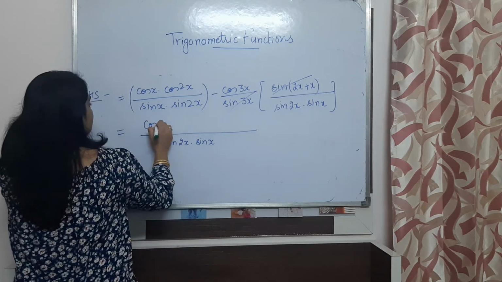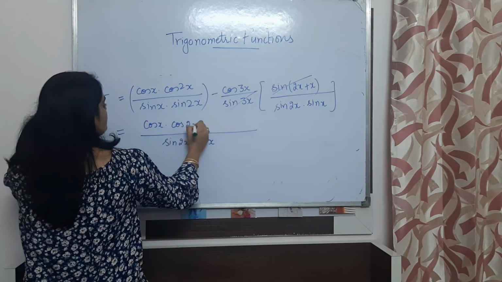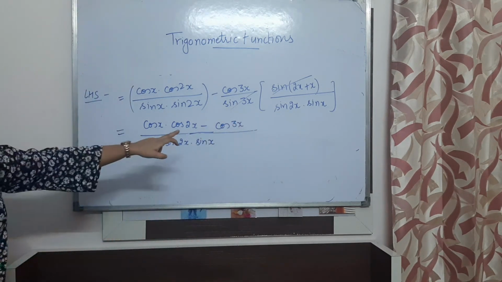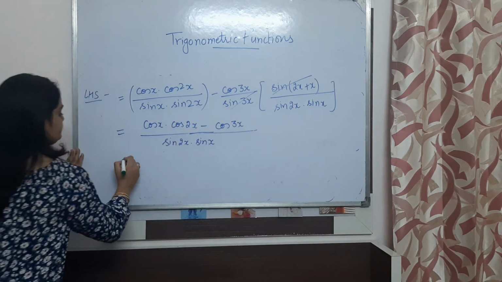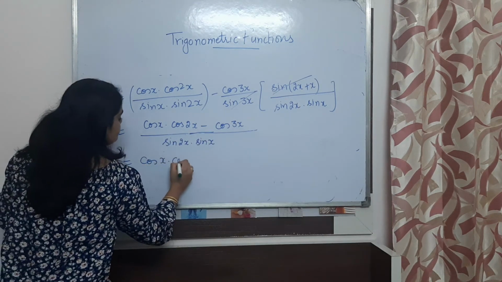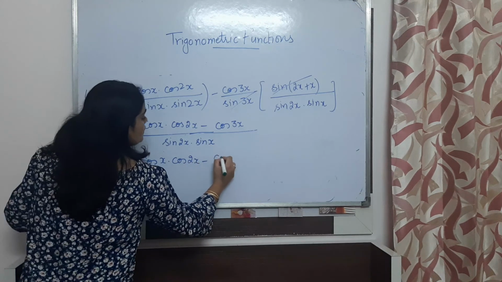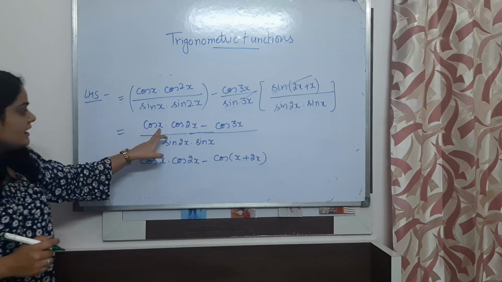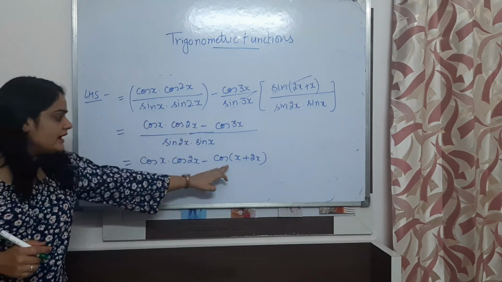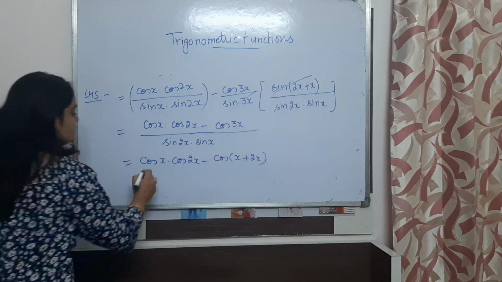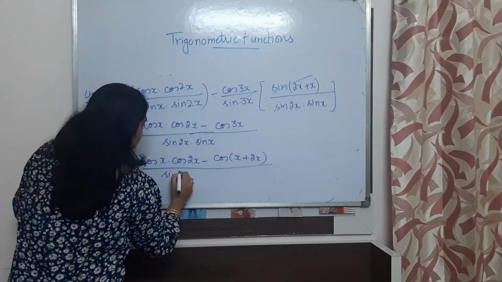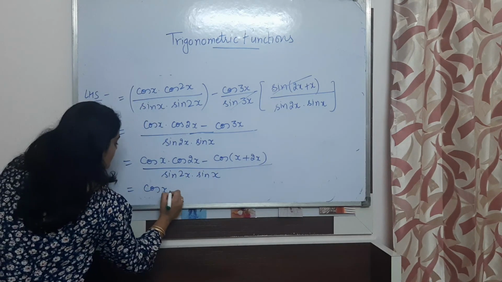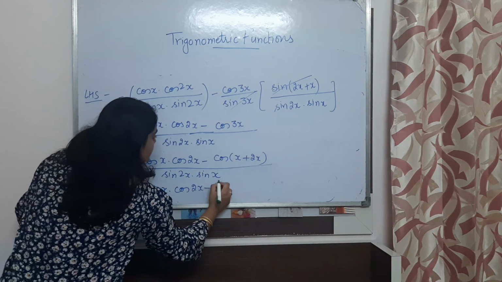And here we are having cos x into cos 2x minus cos 3x. Now, can I write cos 3x as cos of x plus 2x? I segregated 3x as x plus 2x, which is already available, so x plus 2x is equal to 3x. So cos a plus b's formula is applicable. The denominator I am writing as it is. Cos x into cos 2x, negative sign out.